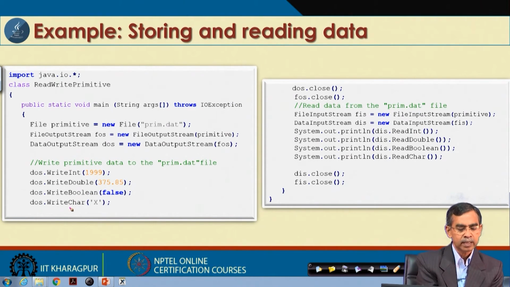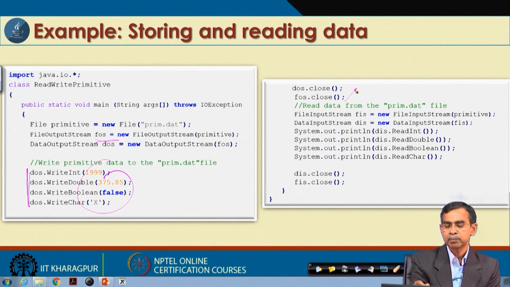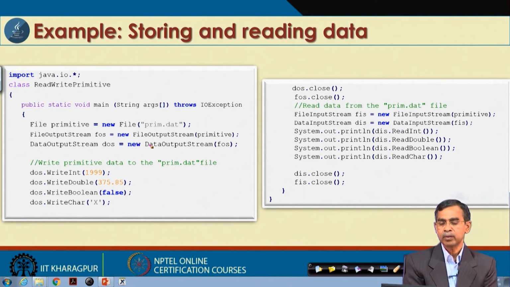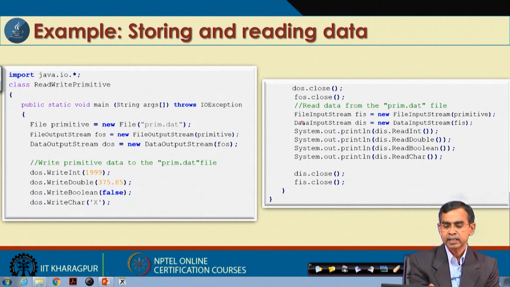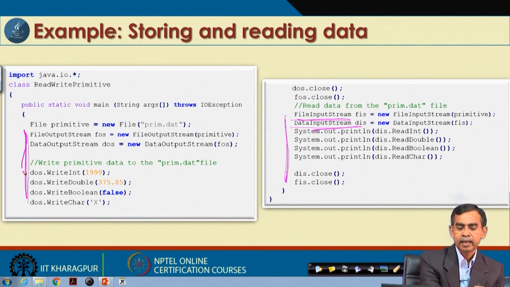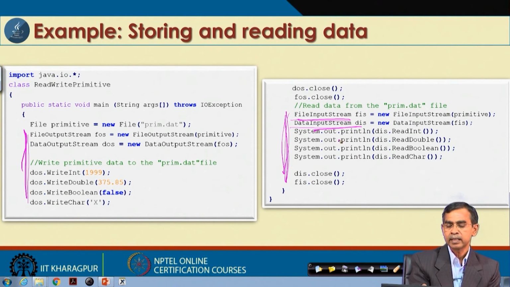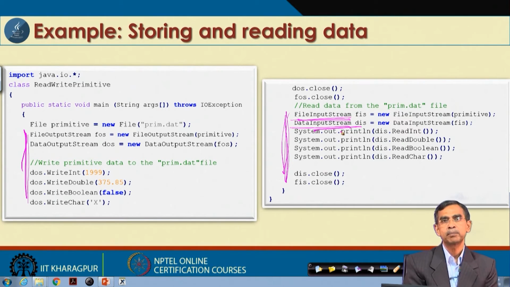So, we write in all these values to this file output stream, and finally, we have to close it. Now, the object that you have created can be read also, using the opposite mechanism. Here we can see file input stream and data input stream, the same can be read from the other side also. So, here we write it, and here we read the same content using data input stream and file input stream mechanism.